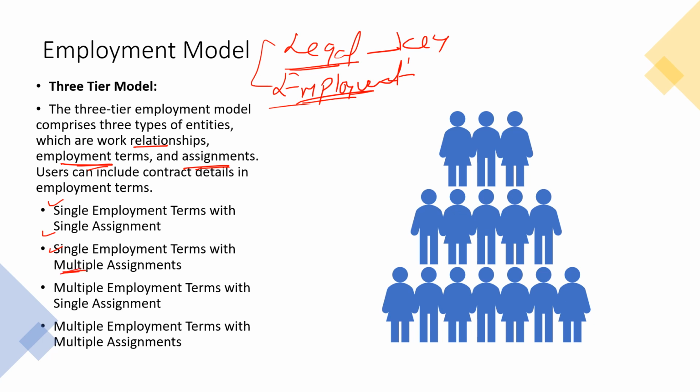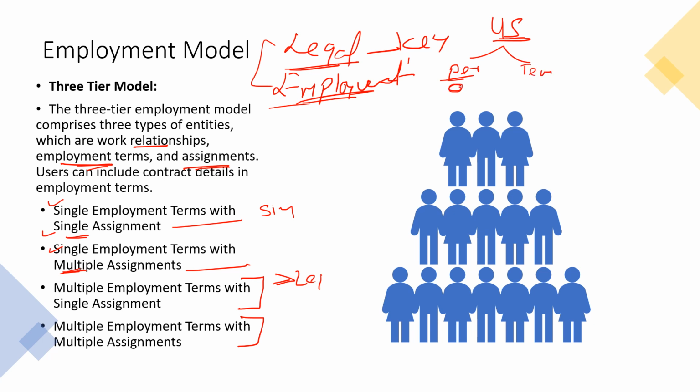Previously, in a two-tier, we had a single assignment. Here we have a single assignment, then multiple assignments, and then multiple employment terms. It means that we have more than one legal employer over here, and multiple employment terms. So this also happens. For example, if I am in the US and I have multiple assignments, in the US I am working as a permanent employee, and I am working as a temp employee as well. So I have two different assignments.